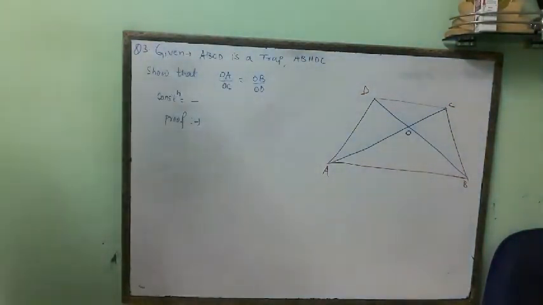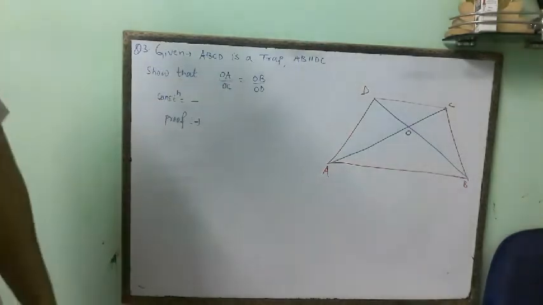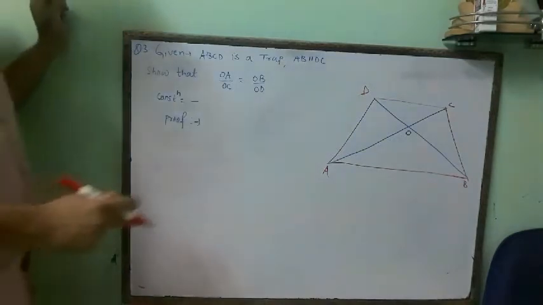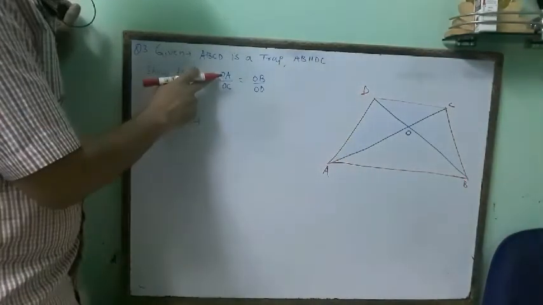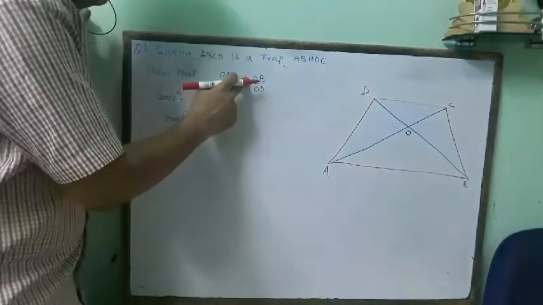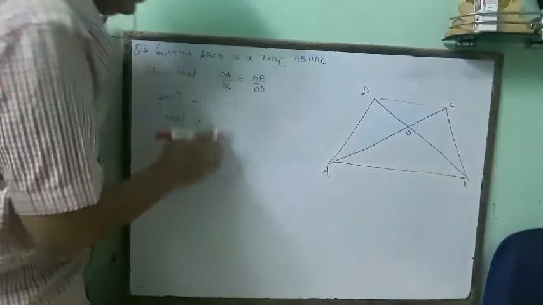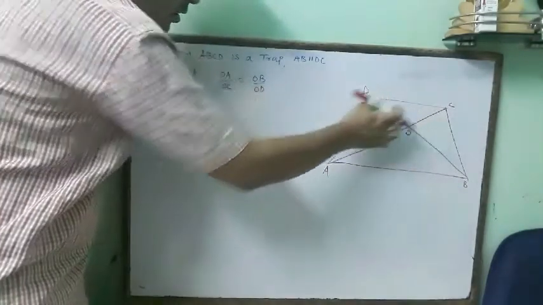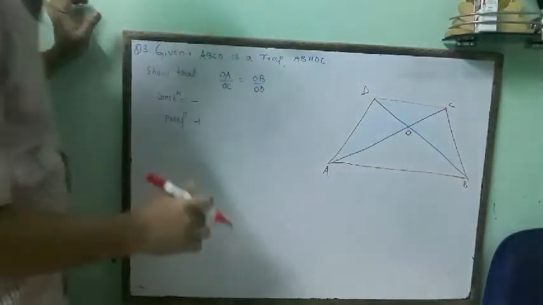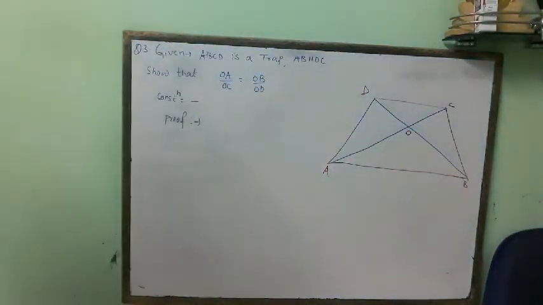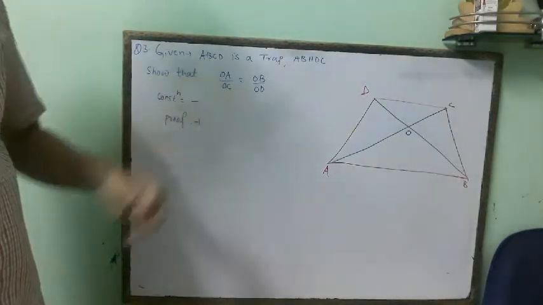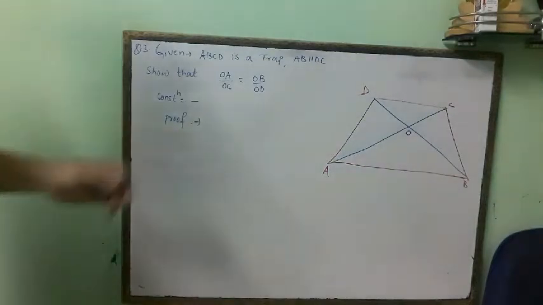Earlier I have also solved such types of questions in my previous video. You can watch how we use triangles AOB and COD. See this one, OA means this side of triangle AOB, OB means this side of triangle AOB, OC means this side of triangle COD, OD means this side of triangle COD. So we have to analyze what we have to prove, and from there we will pick the triangle.